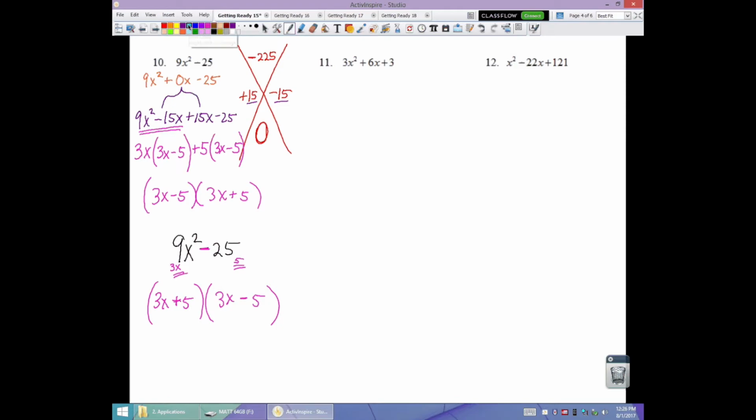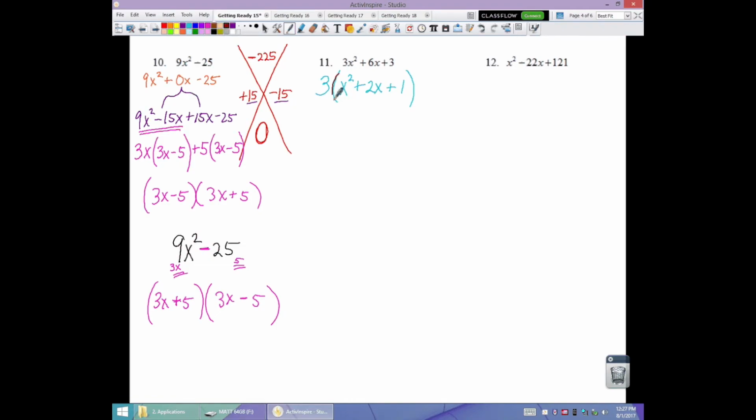All right, number 11. Now, we've kind of been breezing past that whole step where we look for a GCF, but here at number 11, we actually have one. All three of these terms contain a 3. So my first step is to remove that. 3 times something is 3x squared. 3 times something is 6x. And 3 times something is 3. Now, that doesn't mean you're done because you found a GCF. It means you did the first step.